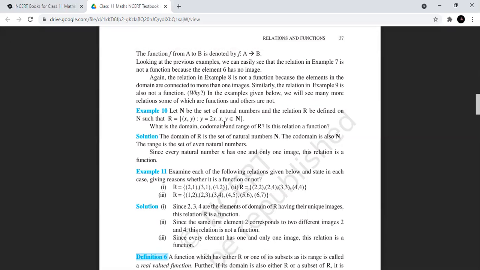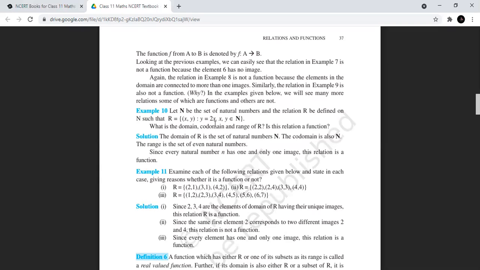So domain is already made clear here: in the ordered pair, x and y both belong to natural numbers. So your domain is set of natural numbers. Then your codomain is also set of natural numbers, but range is different. Okay, I hope by now the difference between codomain and range is clear. Codomain is your second set in the Cartesian product A cross B. So that B is your codomain, and range is collection of images. So that is the collection of y's as per this definition.